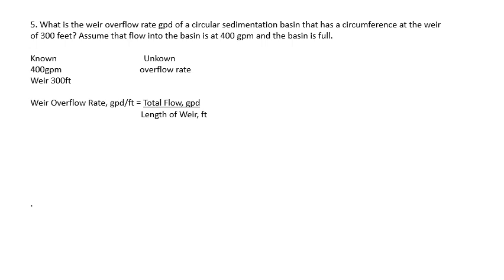So this time we're going to have to convert gallons per minute to gallons per day. There are 1,440 minutes in a day. So if you multiply 400 gallons per minute times 1,440 minutes in a day, you get 576,000 gallons per day. Put that in our formula. Divide it by the 300 feet of the weir, and you get a weir overflow rate of 1,920 gallons per day per foot.